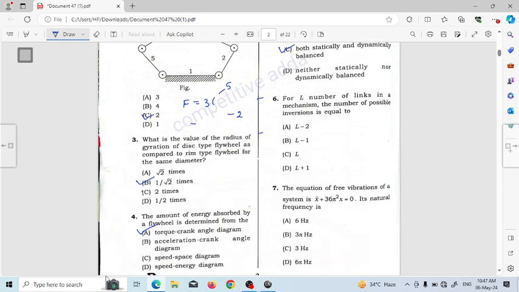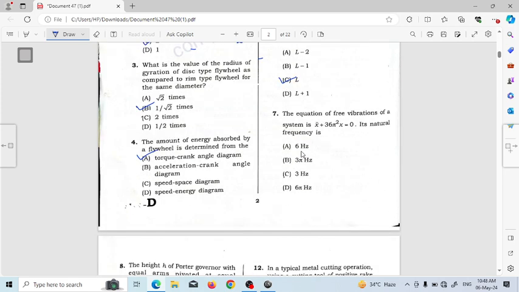Next question. For L number of links in a mechanism, the number of possible inversions. So the number of possible inversions will be L itself. So if the number of links is L, then the number of possible inversions will be L. So option C is the correct answer.